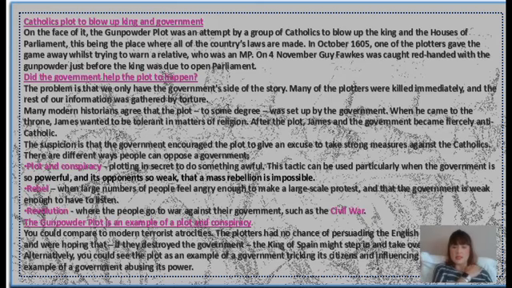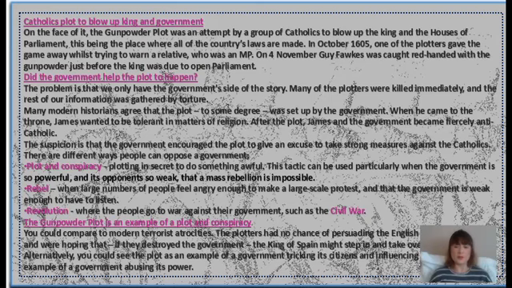Did the government help the plot to happen? So this is a big question that historians ask. Was it actually the government who created the entire situation? The problem is that we only have the government side of the story, because naturally history tends to be written by the powerful people at the time. Many of the plotters were killed immediately, and the rest of our information was gathered from torture, which we know might not be that accurate.